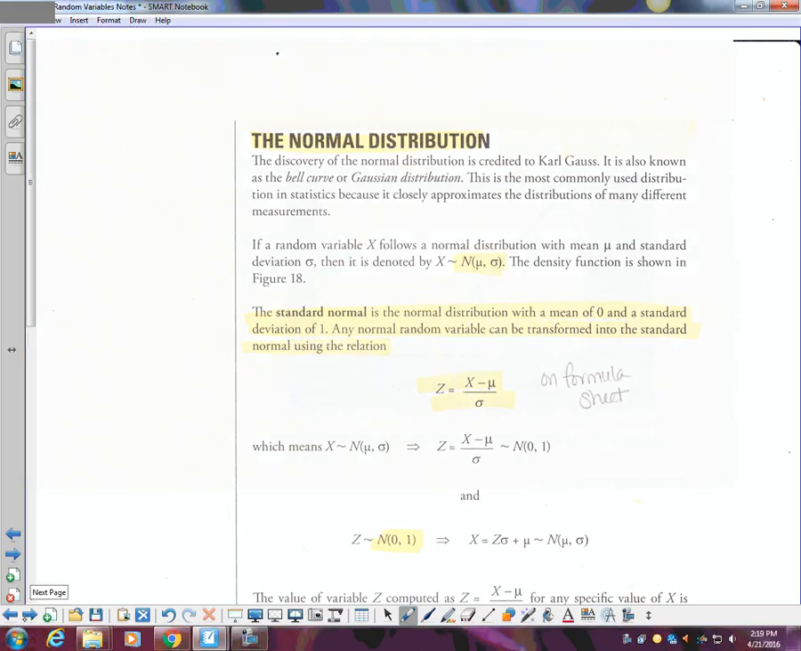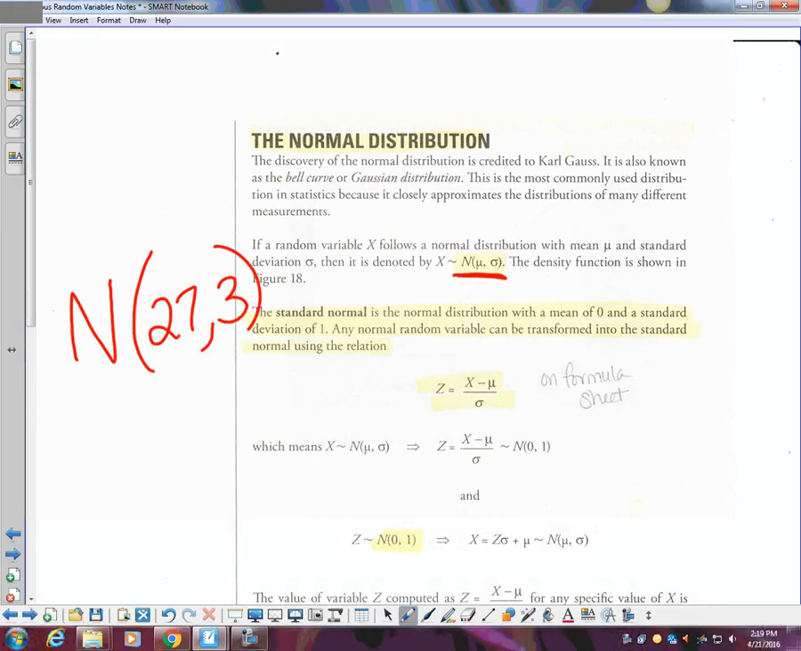All right, then we get into the normal distribution, and this is something that I didn't do very often, but to describe a normal distribution, they go in for normal, and then they're going to go parentheses, and then they're going to say like 27, 3. That means that it's a normal distribution with a mu of 27 and a standard deviation of 3. So if you see it written like that, that's what that means. The first number is your mu, second number is your sigma, and this big N is telling you that it's normal.